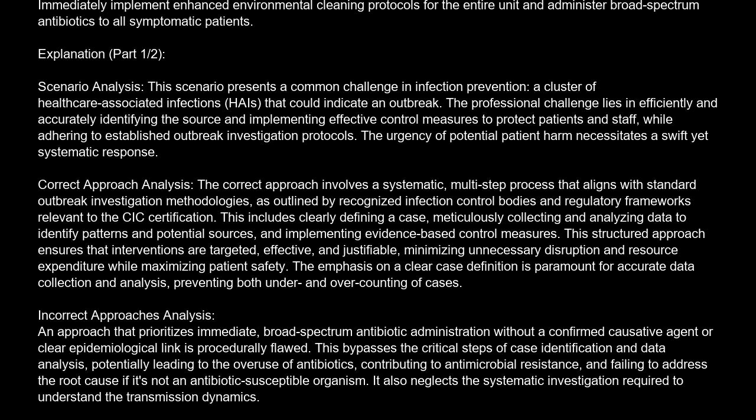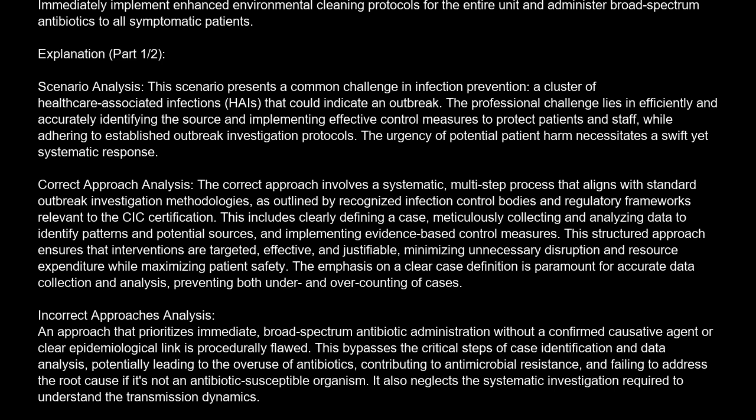Explanation: scenario analysis. This scenario presents a common challenge in infection prevention. A cluster of healthcare-associated infections, high, that could indicate an outbreak. The professional challenge lies in efficiently and accurately identifying the source and implementing effective control measures to protect patients and staff, while adhering to established outbreak investigation protocols. The urgency of potential patient harm necessitates a swift yet systematic response.